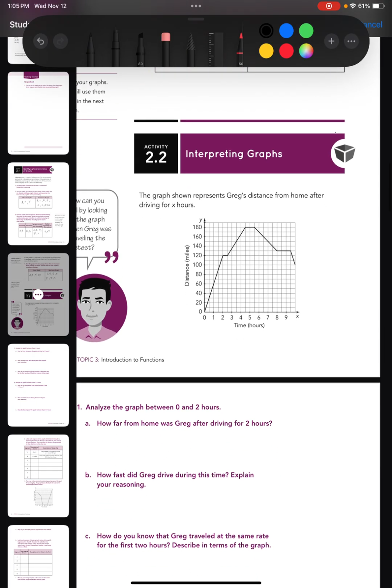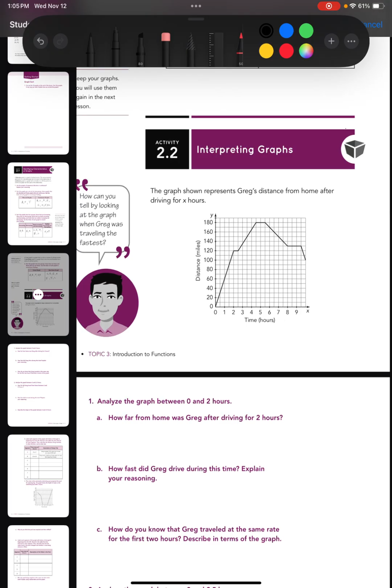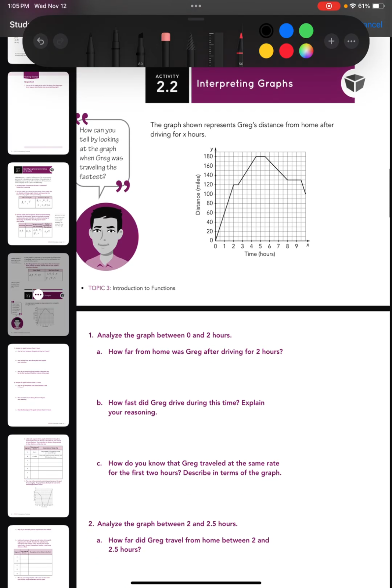All right, so next we're going to look at graphs and how we can interpret meaning for the graph. So this graph shows Greg's distance from home after driving for X number of hours. So if we look at the top of the next page, analyzing the graph between 0 and 2 hours. How far from home was Greg after driving 2 hours? So 2 hours, he's right here. So it looks like he's at 120 miles from home.